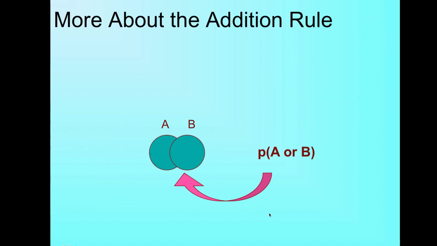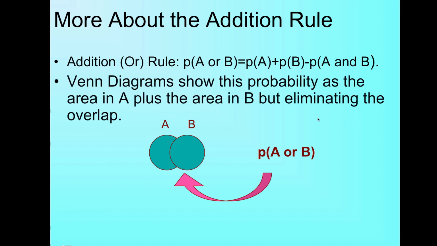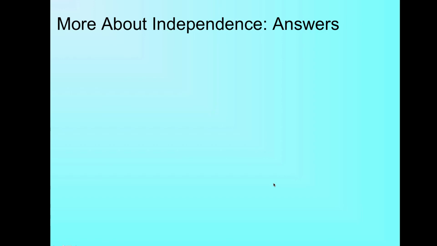Okay. So what we're looking at here with the addition rule in terms of a Venn diagram is that this probability is the area in A plus the area in B, but eliminating the overlap. I'm not really showing it that well here, but you want to take this overlapping portion and remove it. That's basically what the addition rule is: it removes the overlap and just doesn't include it at all. So it takes A plus B, it just doesn't include any overlapping section.